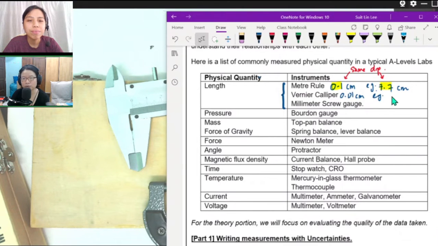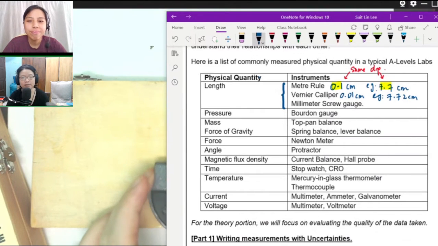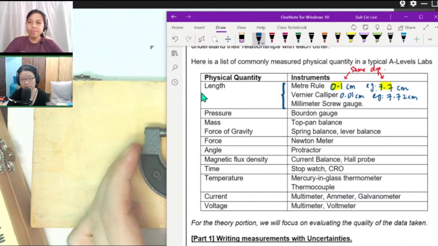So your reading for this one could be 7.72 cm. So again, look at the decimal point. We follow the same DP. Finally, the next level up is a micrometer screw gauge.